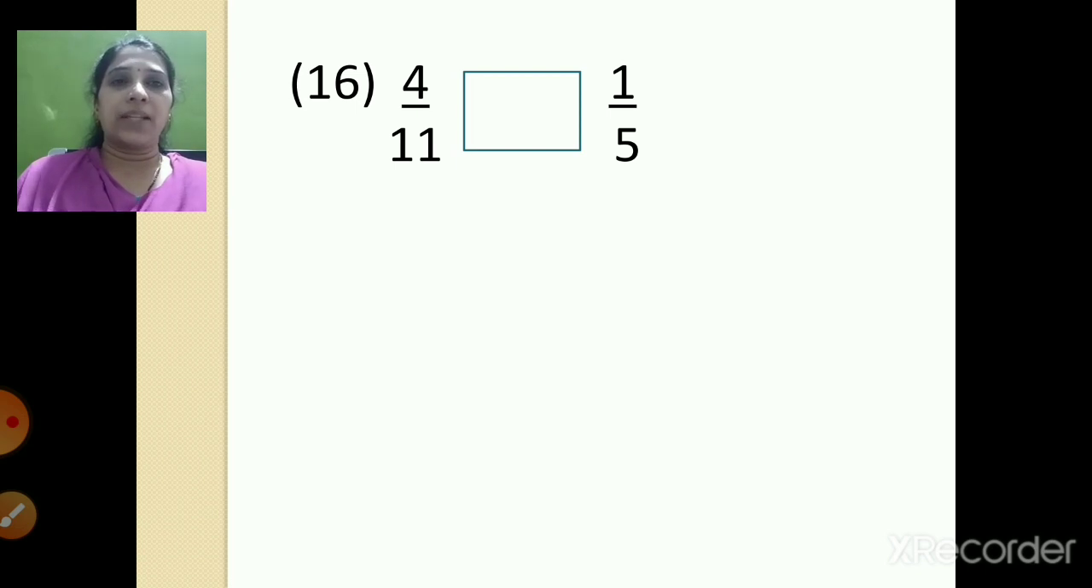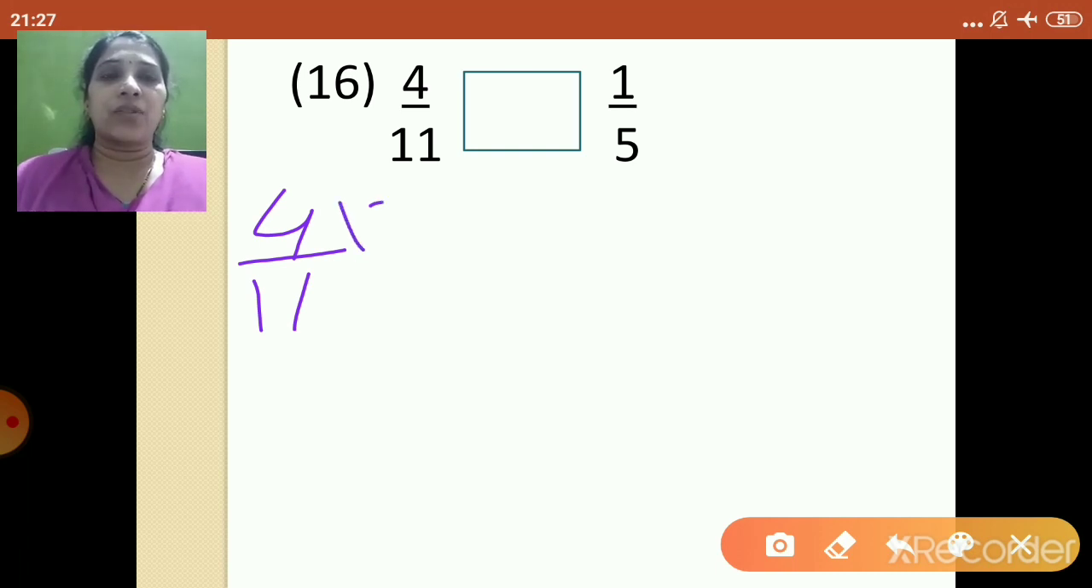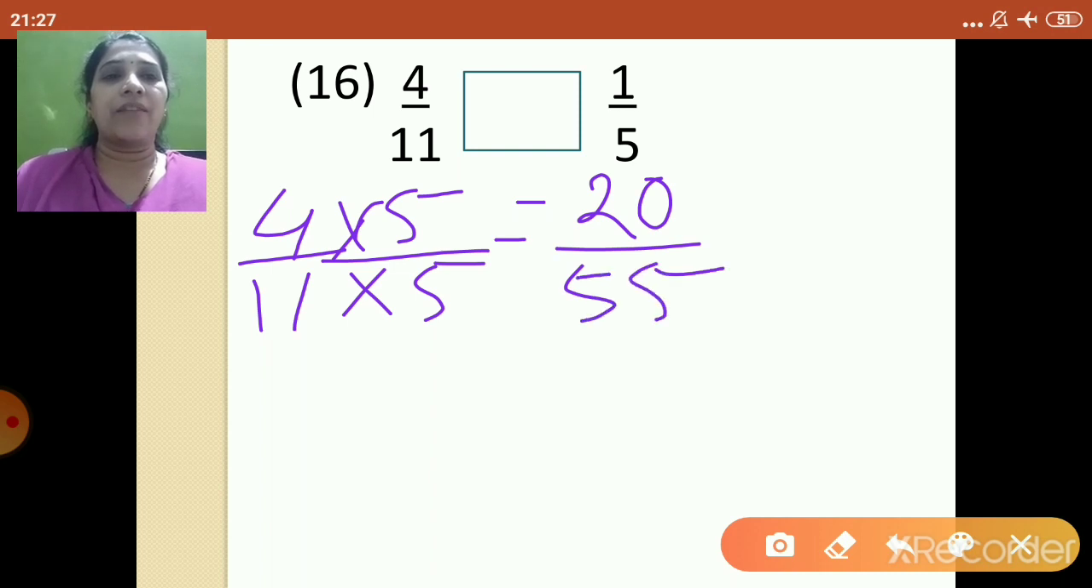Again the denominators are different and they are not divisible by each other. So what we are going to do? We are going to write the fraction 4 upon 11 and we are going to multiply it by the denominator, that is 5. So 4 into 5 upon 11 into 5. So what is 4 5s? 4 5s is 20. And what is 11 5s? 11 5s is 55.